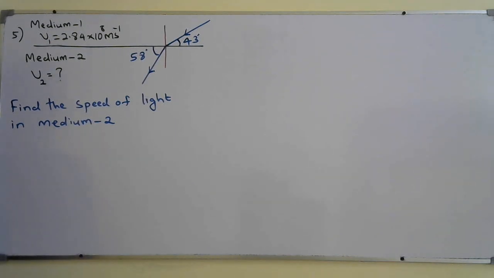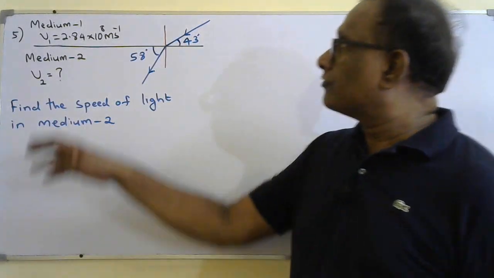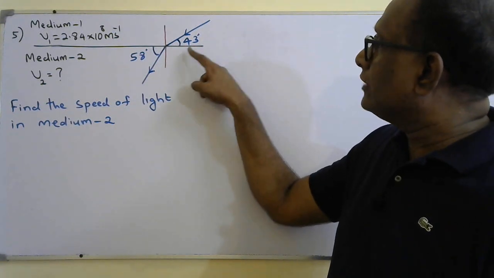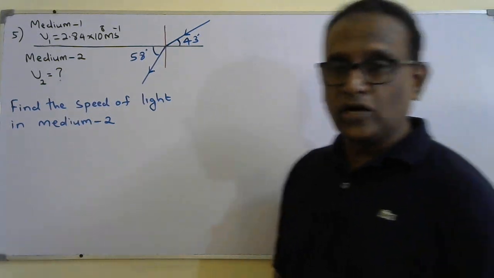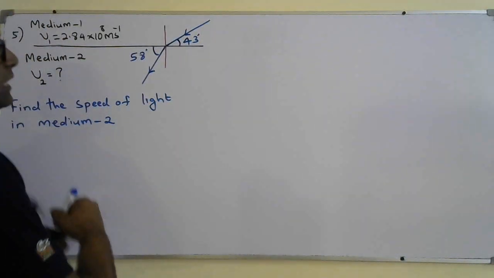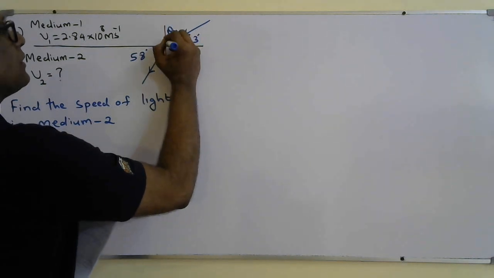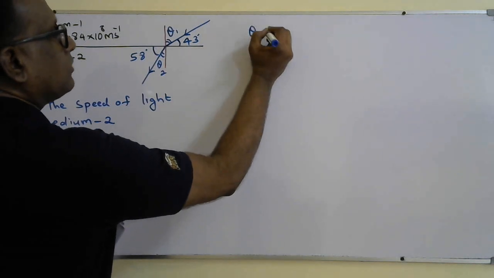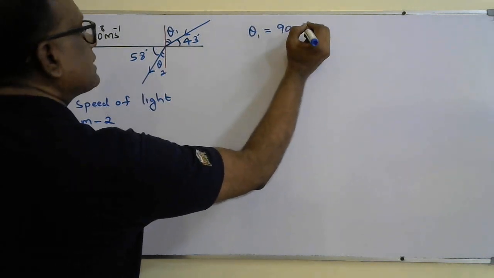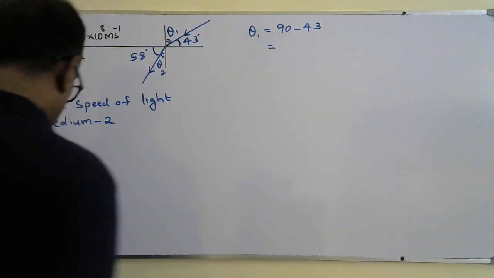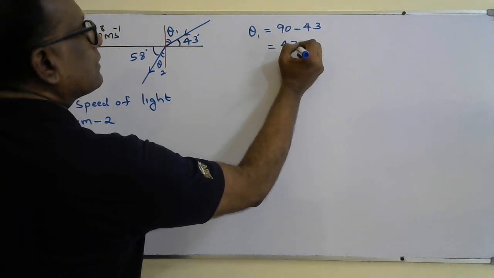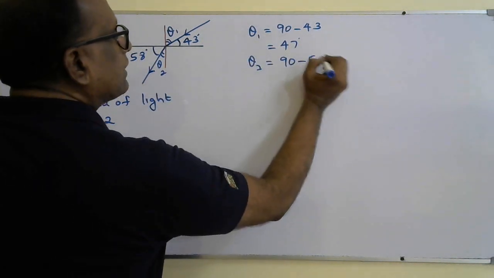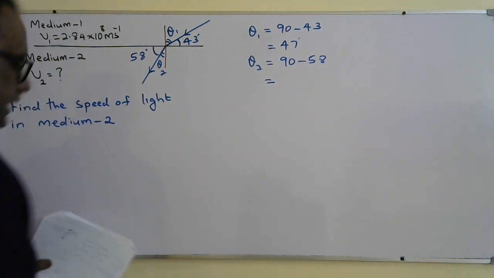Okay, so this is the fifth question. Light rays moving from medium 1 to medium 2. The diagram is given here. Both angles are measured with the boundary, not with the normal to the boundary. So we need to find the angle with the normal to the boundary. Let this angle be theta 1 and this be theta 2. So theta 1 is equal to 90 minus 43, that will be 47 degrees. Theta 2 will be 90 minus 58, so that will be 32 degrees.